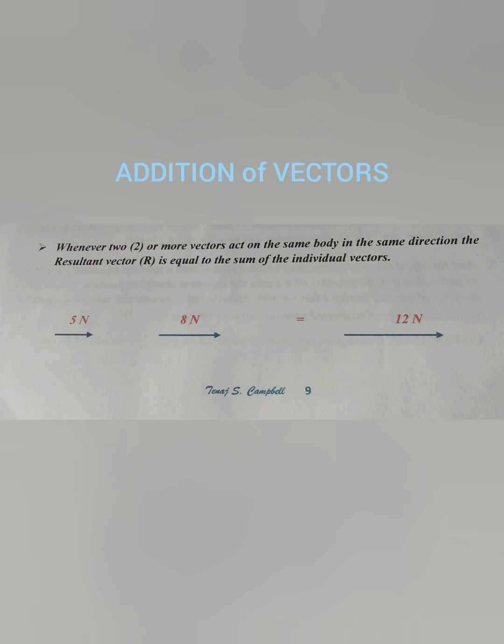Adding scalars is very easy, for you add them as though you would add any other number. But when it comes to the addition of vector quantities, we have to add both the size and the direction. This is where the resultant vector comes into play. And by resultant vector, we mean a single vector that produces the same effect as two or more vectors combined.